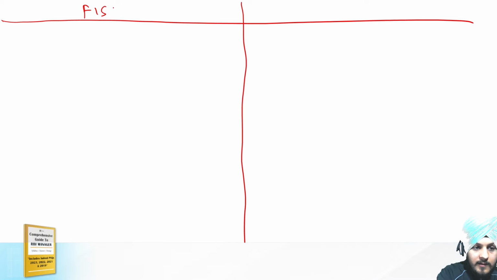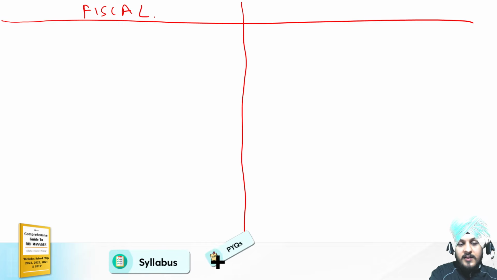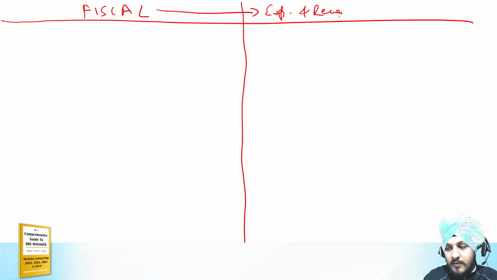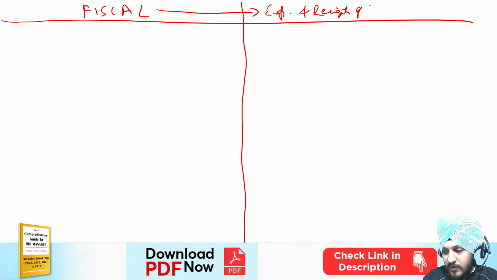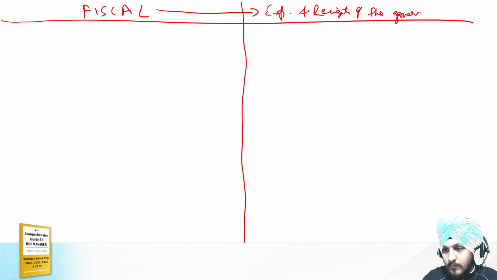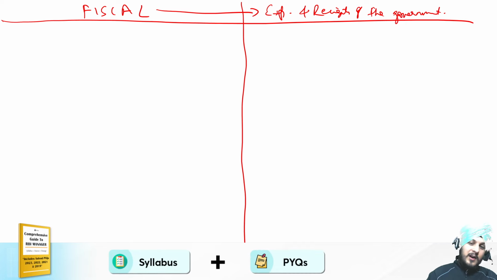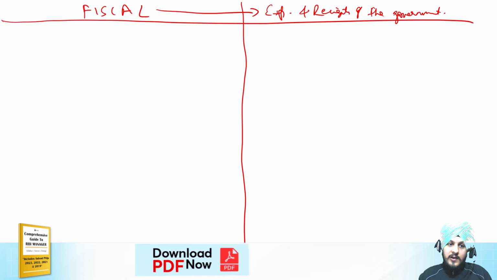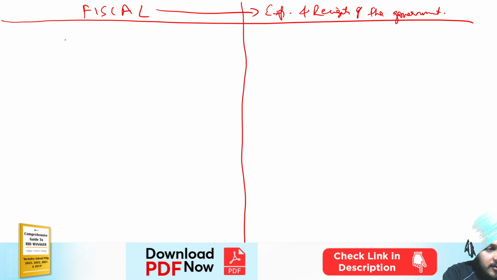So first of all, let us see the meaning of the term fiscal. The term fiscal means that which is related to the expenditure and receipts of the government. Now, before understanding the fiscal policy of a nation, let us follow a very basic approach so that you are able to relate to it in a better manner.